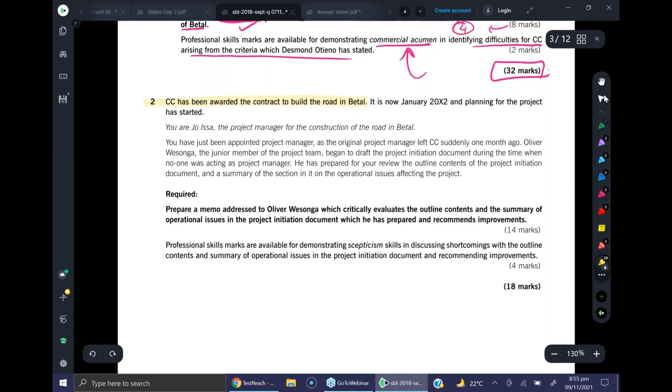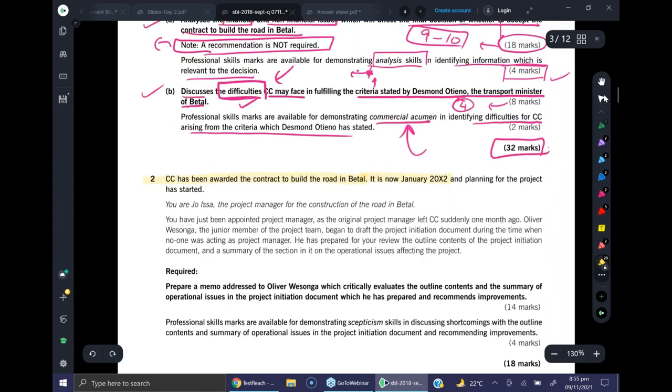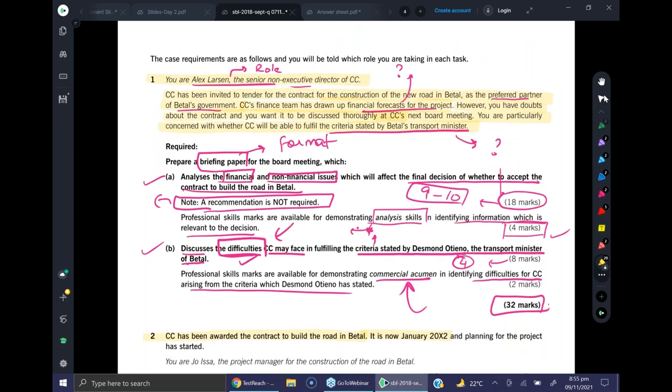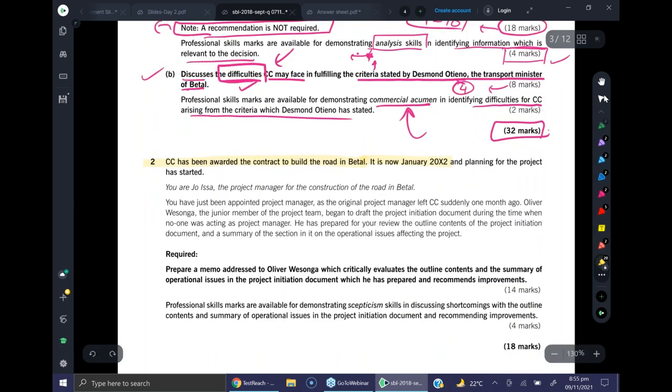So in requirement 1, what was the time? I think it wasn't mentioned, but some few months onwards. It's now January and planning for the project has started. So the question already sounds like project management here.